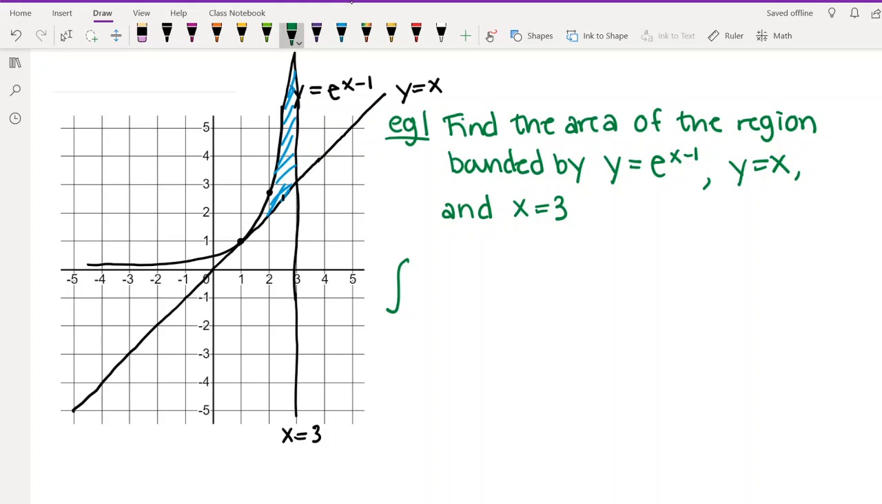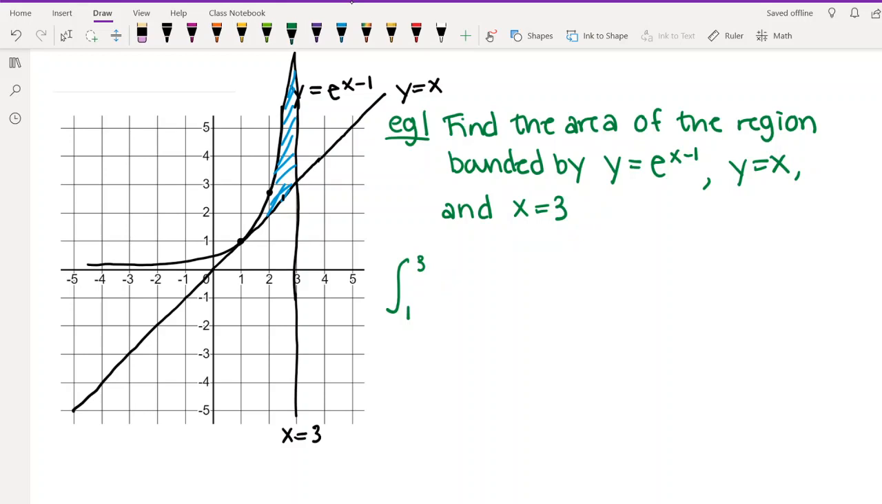And the reason that's true is because what happens if you plug in 1 to e to the x minus 1? You get e to the 0, which is 1. And if you plug in 1 to y is equal to x, you also get 1. So that's why they intersect at that point. And then our upper bound is going to be 3 because we had this extra constraint of x is equal to 3.